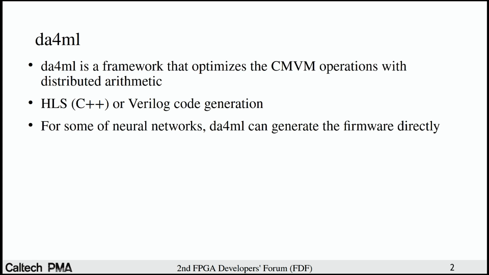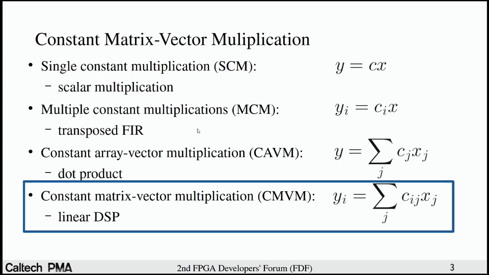DA4ML is basically a library that optimizes the CMVM operation, that is, constant matrix vector multiplication. It can do either C++ or Verilog code generation, and for some neural networks, it can also do full model generation. This is a high-level introduction to the library. And I will talk about what CMVM is and what distributed arithmetic is for it.